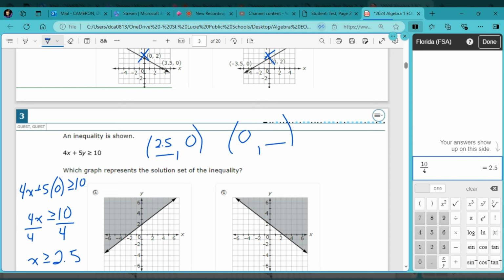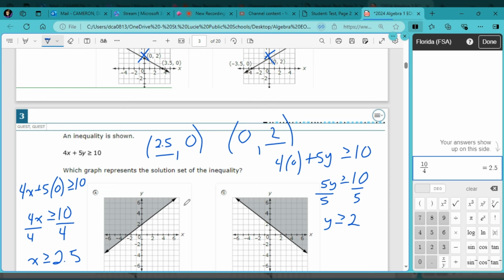And then the y-intercept. Plug in a 0 for the x: 4 times 0 plus 5y is greater than or equal to 10. That turns into just 5y is greater than or equal to 10. Divide both sides by 5. That gives us y is greater than or equal to 10 divided by 5, which is 2.